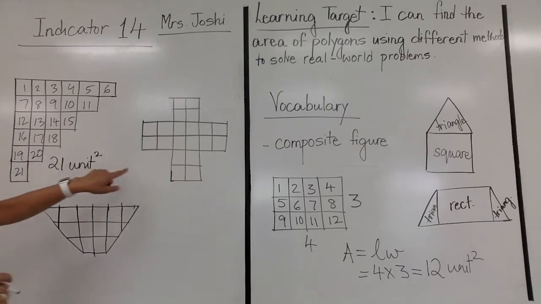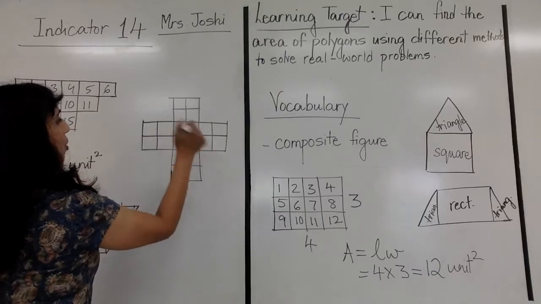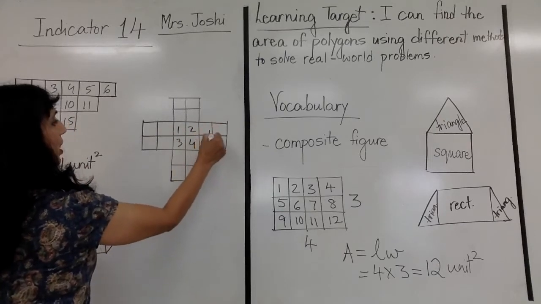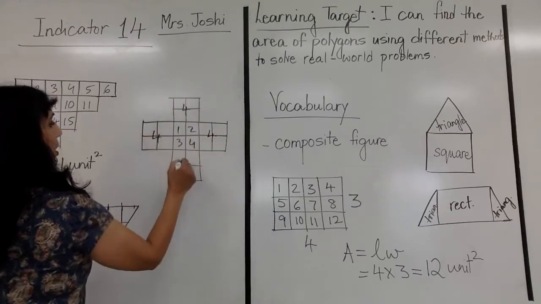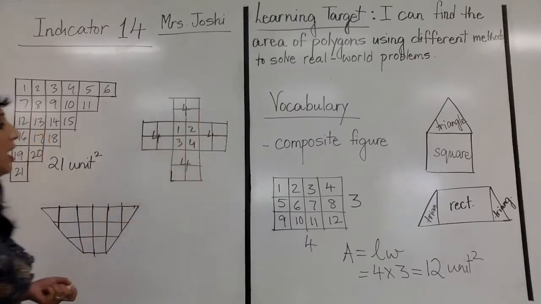All right. Then let's look at this one. We know that this is 1, 2, 3, 4 here. There are 4 here. There are another 4 here, and 4, and 4, and 4. So 4 times 4 is going to give me 16, and then I add another 4, and I get 20.